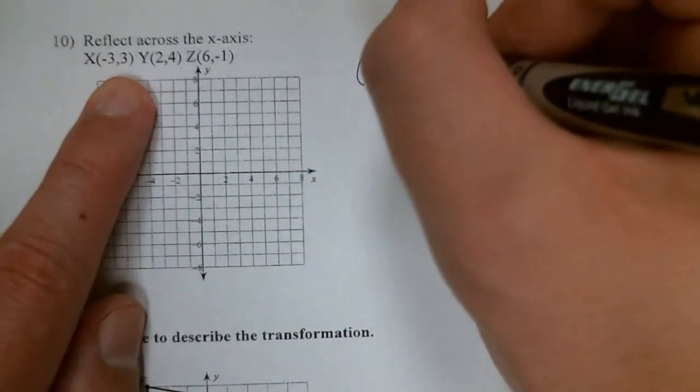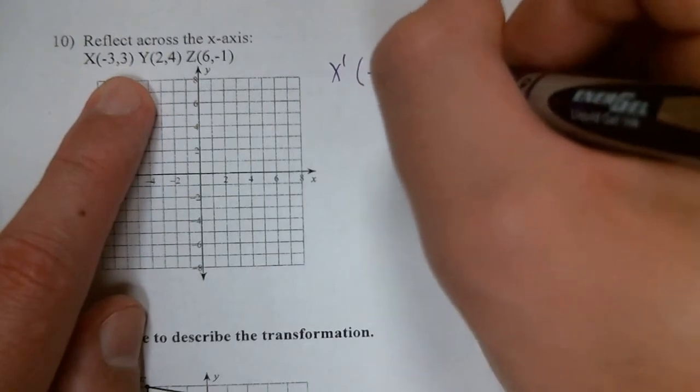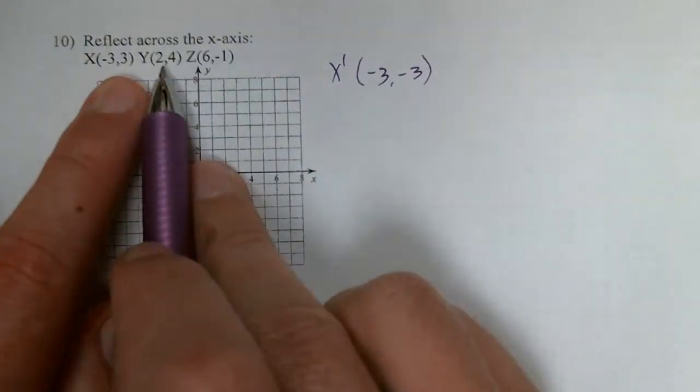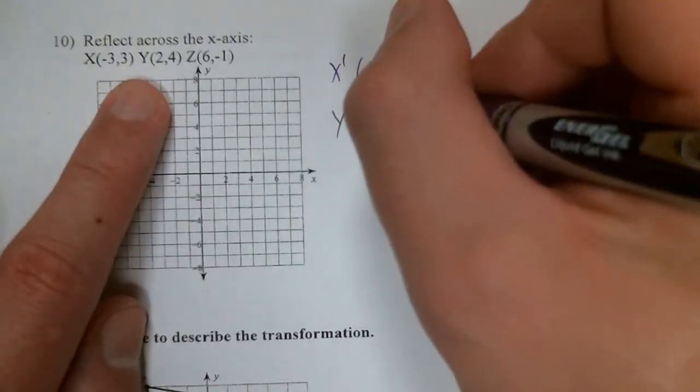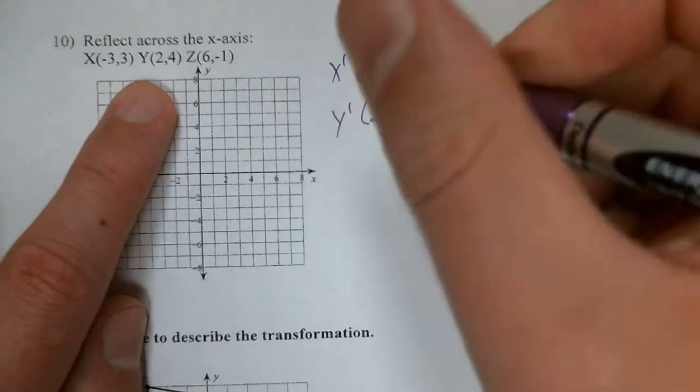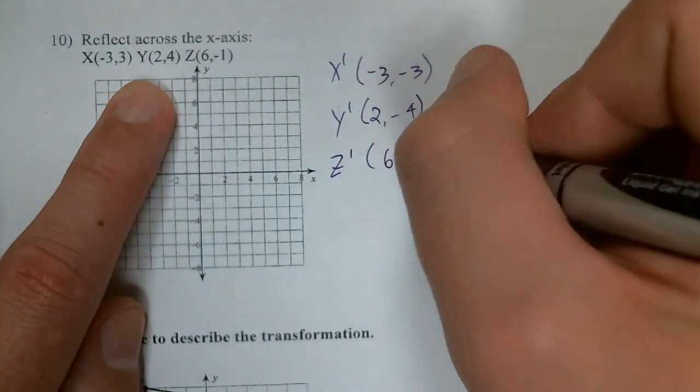So X prime would become -3, -3. I'm flipping the sign of all the y's. Y prime will be 2, -4. Z prime will be 6, 1.